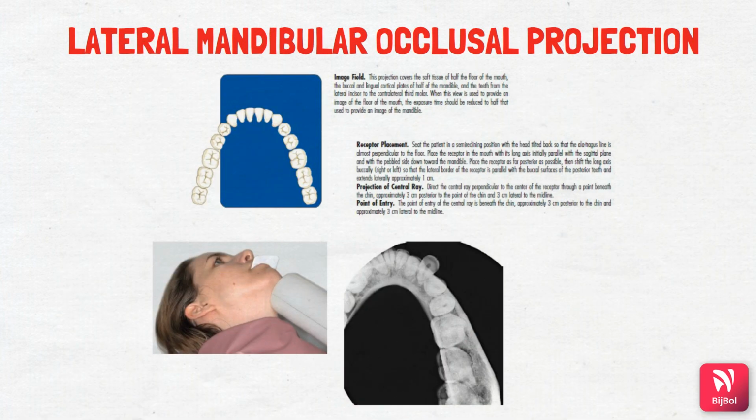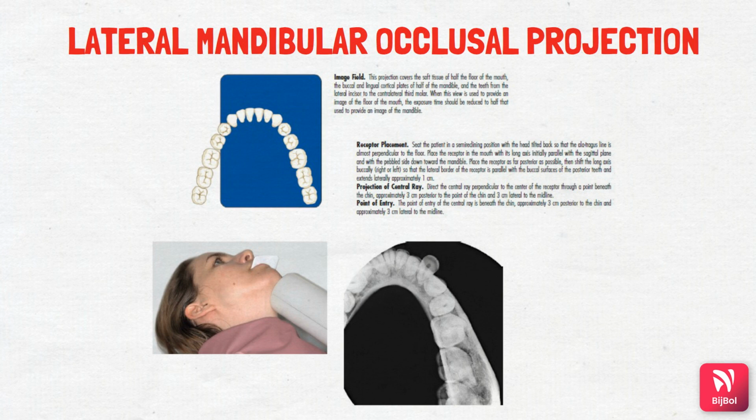Now, next we will discuss the lateral mandibular occlusal projection. The projection covers the soft tissue of half of the floor of the mouth, the buccal and the lingual cortical plates of the half of the mandible. Seat the patient in a semi-reclining position with the head tilted back so that the ala tragal line is almost perpendicular to the floor. Place the receptor in the mouth with its long axis initially parallel with the sagittal plane and with the pebbled side down towards the midline or in the mandible. Place the receptor as posteriorly as possible.